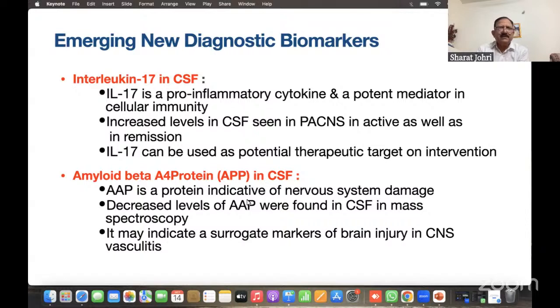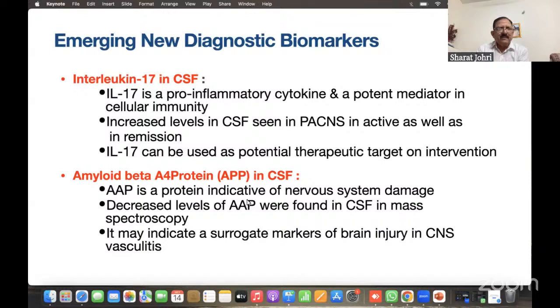So it is increased in primary CNS vasculitis, and some studies have started trying to target this as a potential therapeutic agent. Some studies are going on to target IL-17.